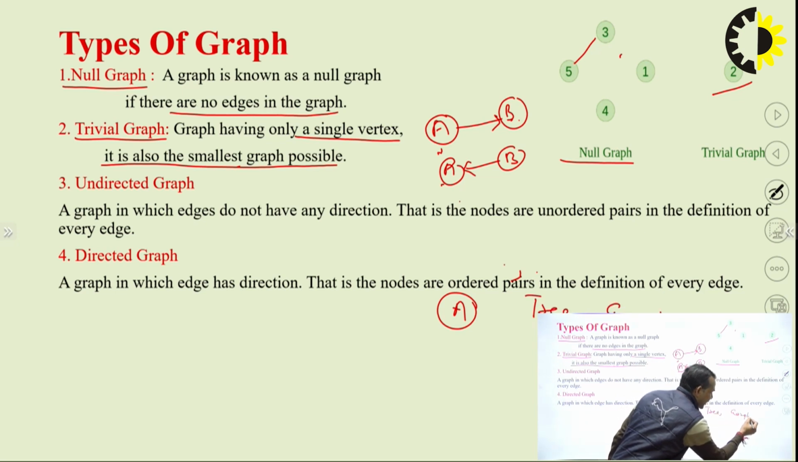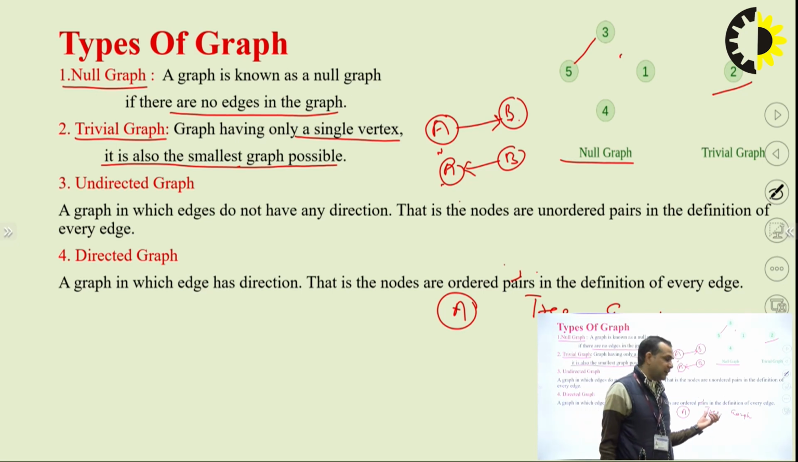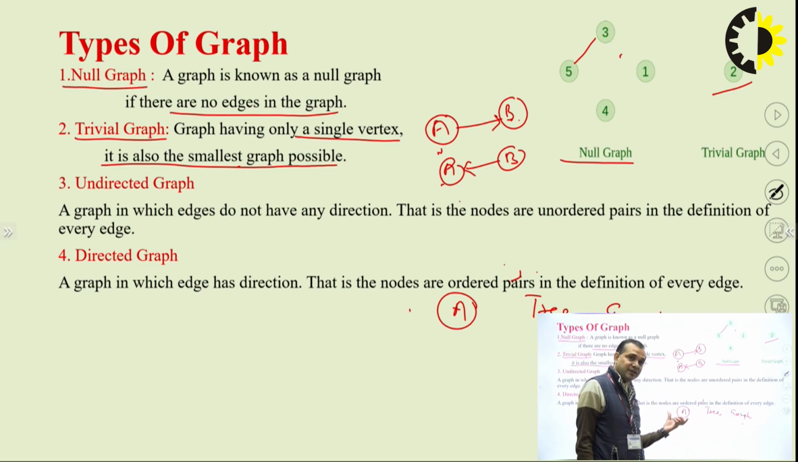If I am taking here, what do we say? A tree is a subpart of a graph. If I am saying here, this is a tree, yes, this is a tree that has one node.